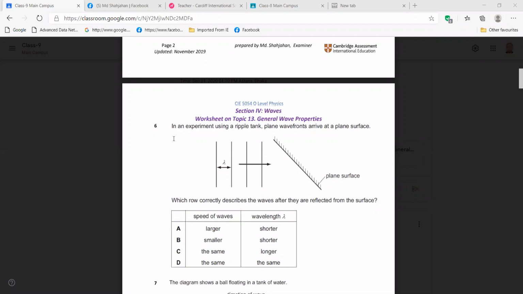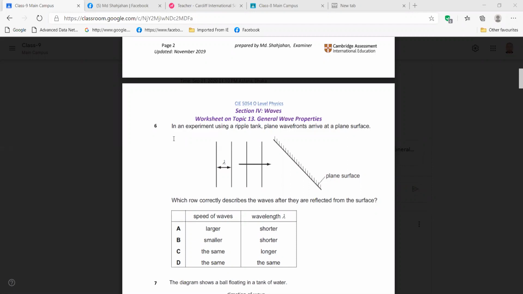Shafkat, did you write it? You were present on that day. Did you write the definition of reflection? No, Shafkat. I have to check that. I forgot. Okay, reflection we got is returning to the same medium. So if returning to the same medium, then speed and wavelength will be same.